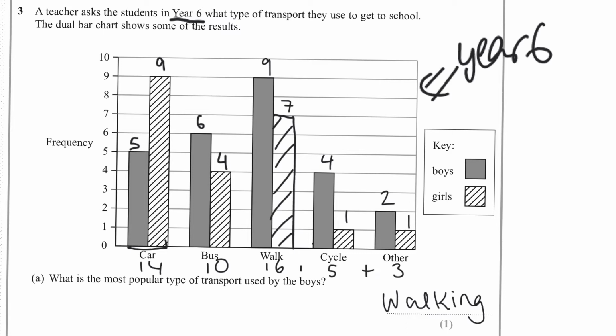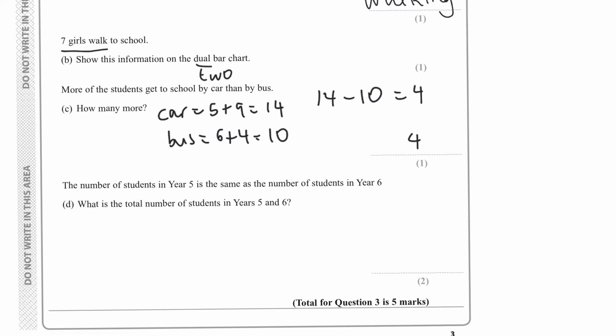So literally just put into your calculator 14 plus 10 plus 16 plus 5 plus 3, you should get an answer of 48. Then because we know that there's 48 students in year 6, there would also be 48 students in year 5. And so to add the total together, put into your calculator 48 plus 48, and you should get an answer of 96.